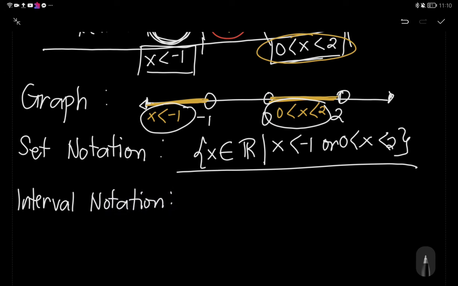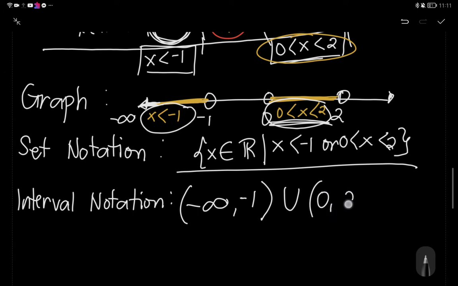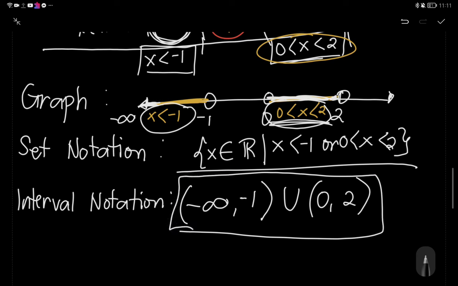Interval notation. Going there, padulong dadto, that is negative infinity. So you write negative infinity to negative 1 union with this one. 0 and 2 only. Why 0 and 2? Because diri taman ang iyahang interval. Starting from 0, taman ni 2. Tunga-tunga ni 0 o ni 2. So this is your answer in interval notation form.